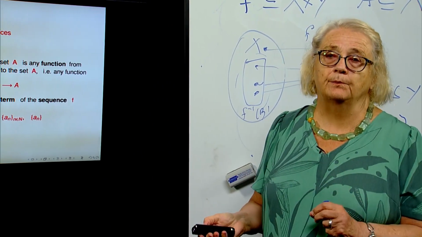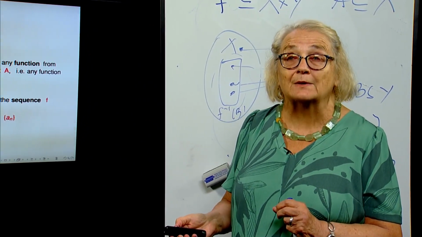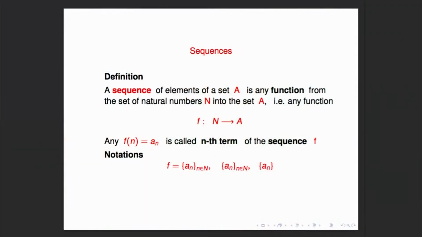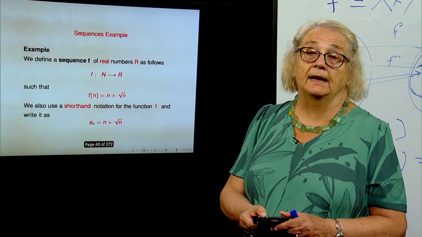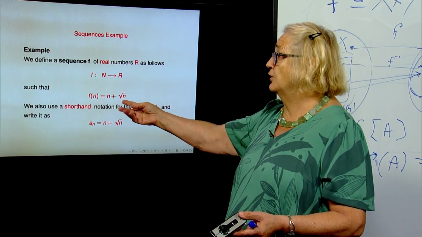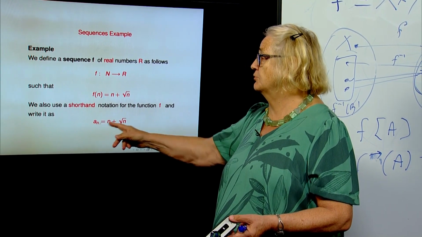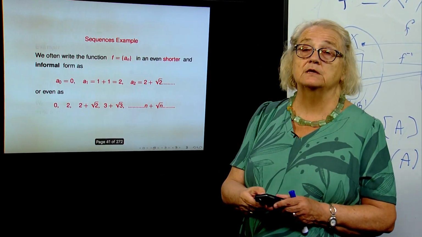The next important notion is the notion of the sequence. We write a sequence as (a_n), n in N, and it is any function on the domain of natural numbers with values in A. So this is called the sequence of elements of A. And we write, for example, f(n) equals, and in shorthand notation, a_n, the nth element, and this is a formula for the sequence.